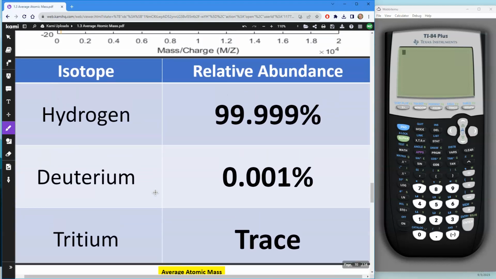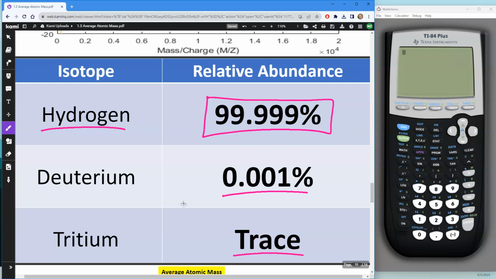So if we were to get a readout for hydrogen, deuterium, and tritium, it would look something like this. And if you notice, hydrogen is pretty much 99.999% of all of the hydrogen that occurs in nature. There is some deuterium out there, 0.001% of all the hydrogen is deuterium. And then trace means there's a very, very small amount of tritium that exists in nature.